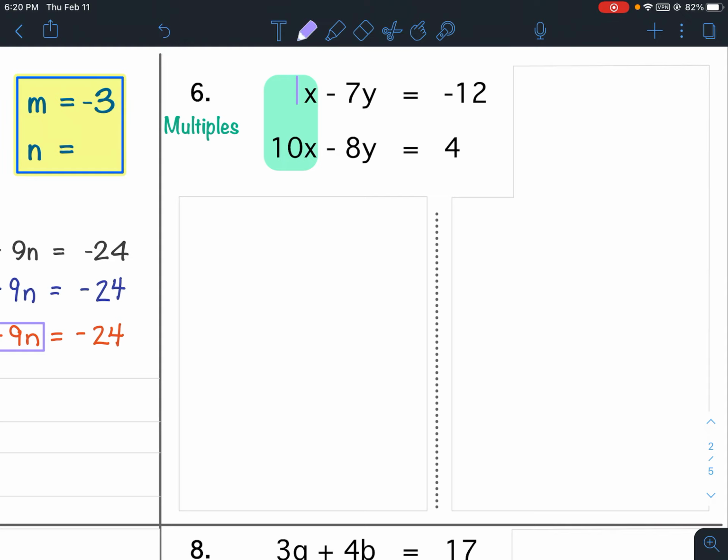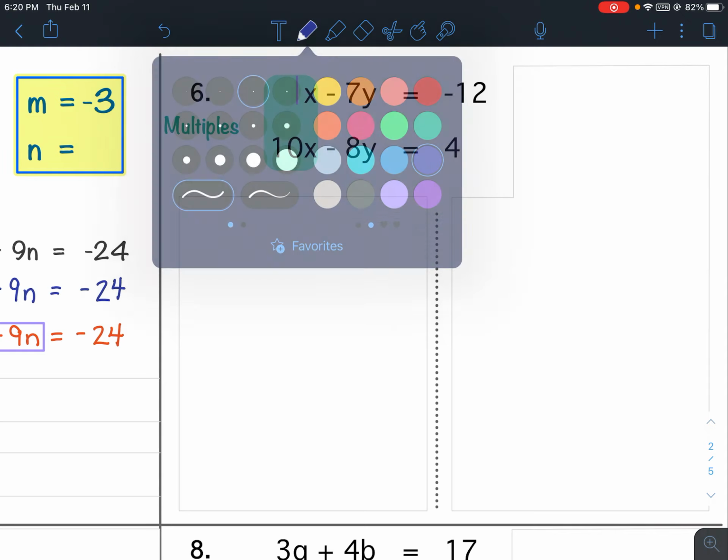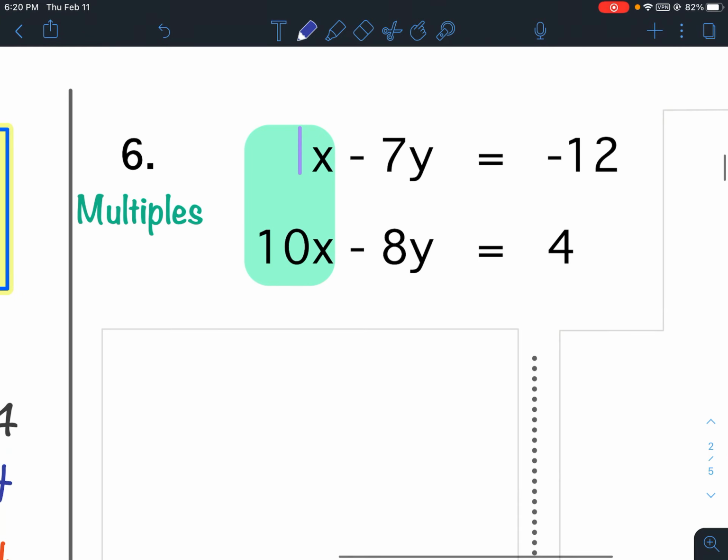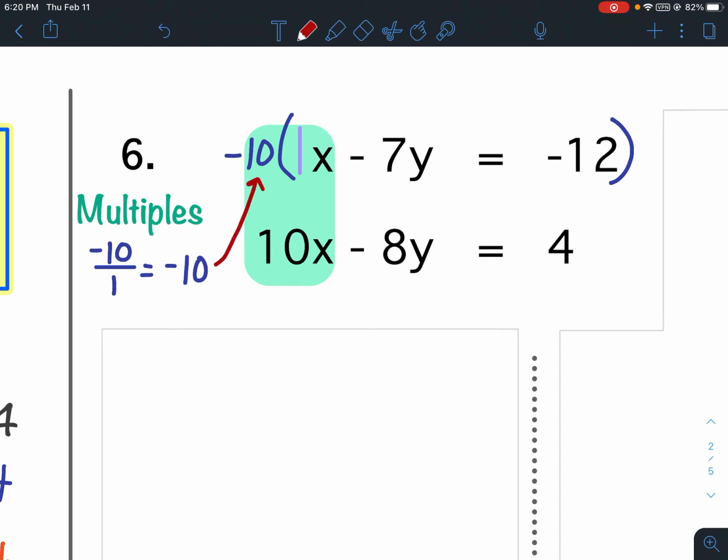So which one has the smaller term? That top equation does. I'm going to be multiplying the top equation. What do I multiply by? Well, I multiply by the opposite of the larger term. The opposite of positive 10 is negative 10. And then I divide by the smaller term, which is 1. Negative 10 divided by 1 is negative 10. So I'm going to be multiplying this top equation by negative 10.